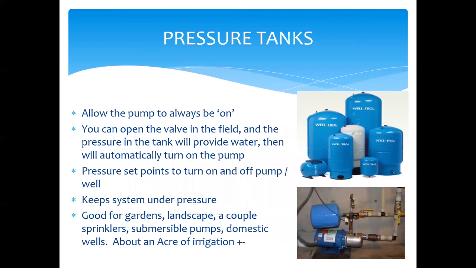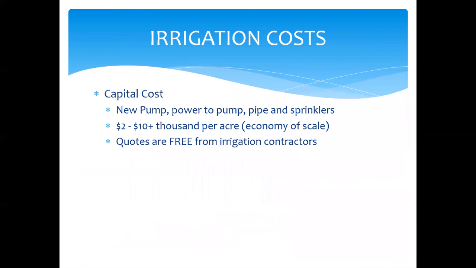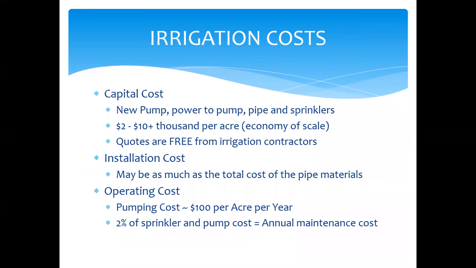So irrigation costs about $2,000 to $10,000 per acre. Quotes aren't totally free from irrigation contractors, but you can get some good quotes and some good info from them. Pumping costs: expect to spend 2% of your sprinkler cost. So if you buy a sprinkler system that's $100,000, you should expect to spend about $2,000 per year on annual maintenance on your sprinkler system.